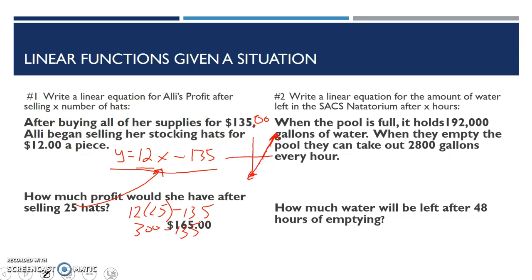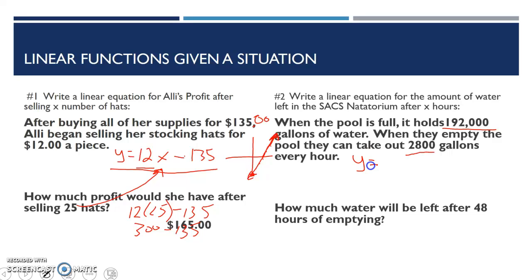Hopefully you did that. Here's what it says. Write a linear equation for the amount of water left in the Southwest Allen County Schools natatorium after X hours. So when the pool is full, it holds 192,000 gallons of water. But when they empty the pool, they can only take out 2,800 gallons every hour. So the equation is going to look something like this.